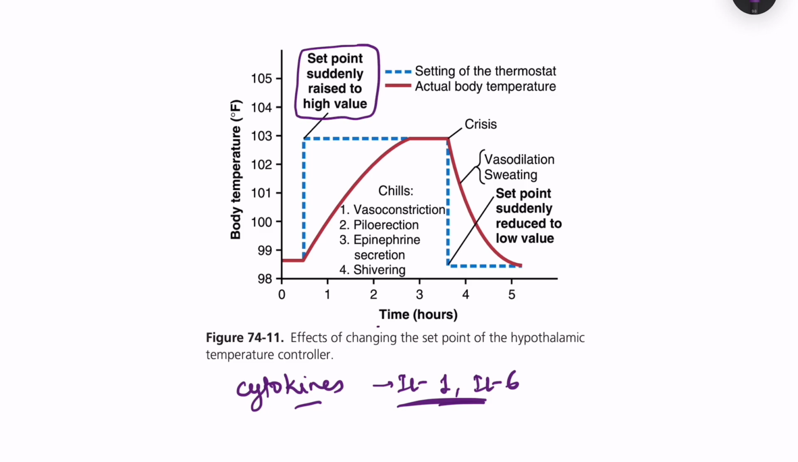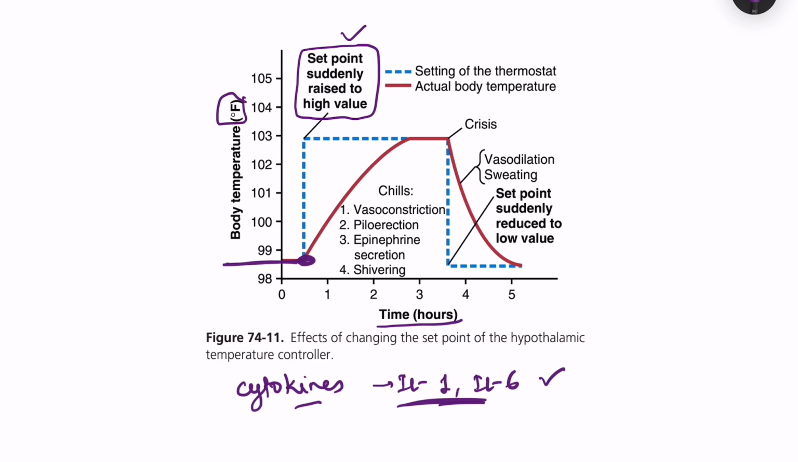Here the x-axis is showing time in hours and the y-axis is showing body temperature in degree Fahrenheit. So this is the normal set point. Now because of these interleukins, there is a sudden increase in this set point, right? So the first thing which happens is an increase in the set point. Now your core temperature and body temperature are at lower levels, right? So this you see, this is the level of core temperature. Suddenly the set point has increased. Now according to your hypothalamus, the body temperature is lower, isn't it?